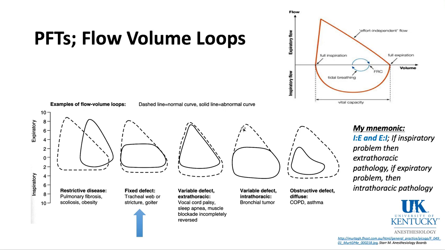So in general, my mnemonic for you to help remember this is if it starts with an I, intrathoracic, it's an expiratory flow problem. If it starts with an E, it's an extrathoracic lesion, it is an inspiratory problem. And that's one way to remember these flow volume loops. E goes with I goes with E.